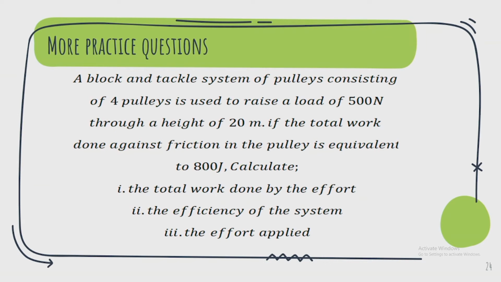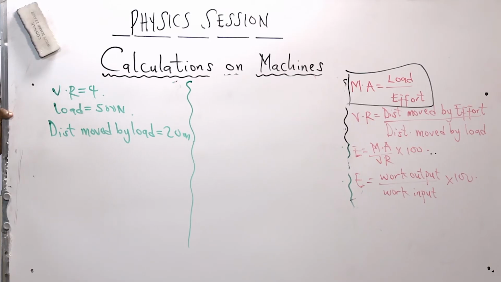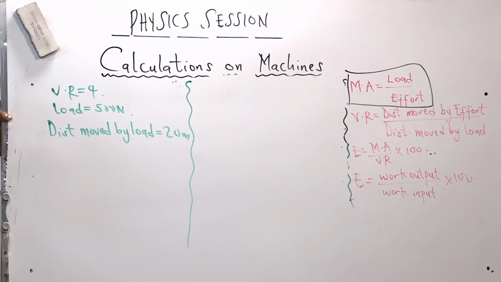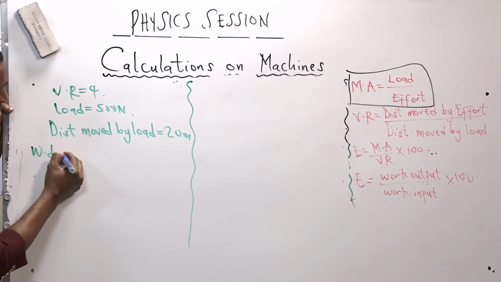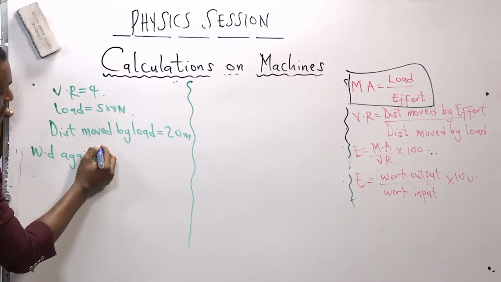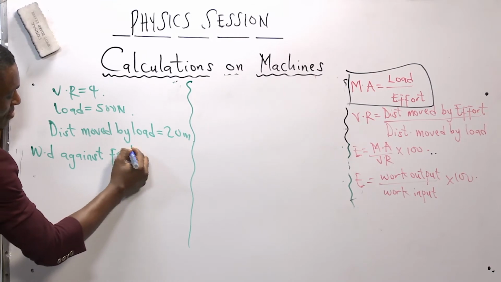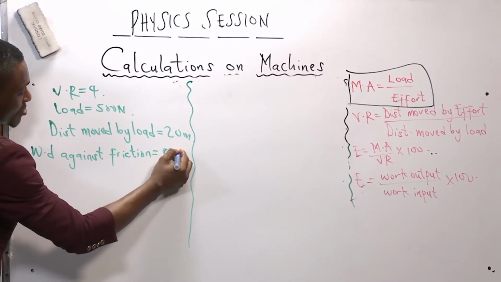Consisting of 4 pulleys, it is used to raise a load of 500 Newton through a height of 20 meters. So distance moved by load is equal to 20 meters. If the work done against friction in the pulley is equivalent to 800 joules, so work done against friction is equal to 800 joules.